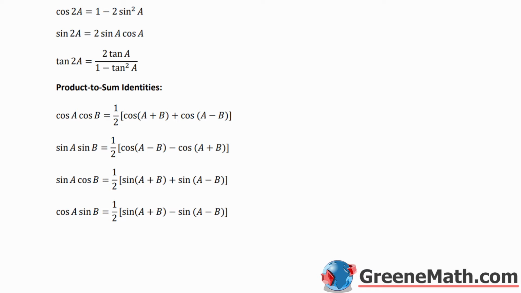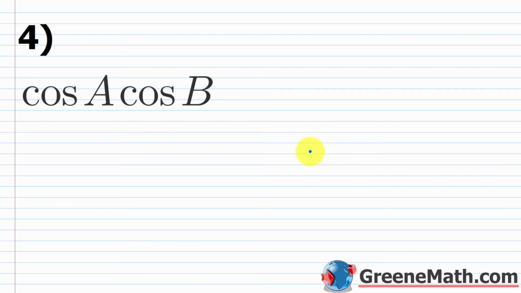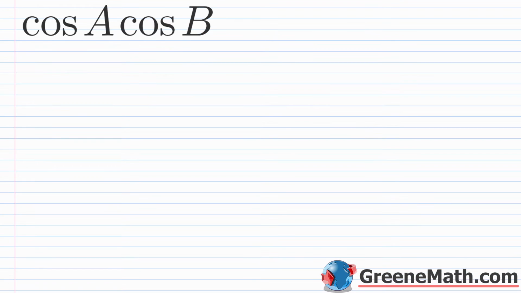So for this one, we want to end up with 1/2 times this quantity. You have the cosine of a plus b, and then plus the cosine of a minus b. So what I'm going to do to get this formula is start out with the cosine of a plus b, and then plus the cosine of a minus b. And we'll just see what happens. So let's come up here, and I'm going to start with the cosine of a plus b.